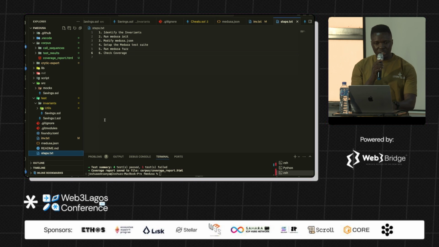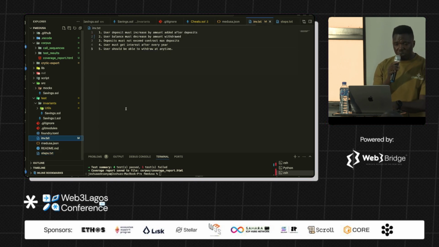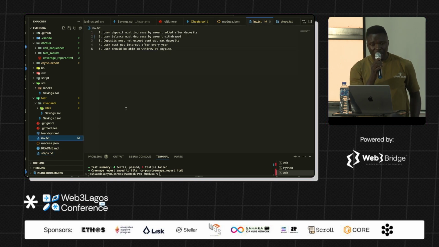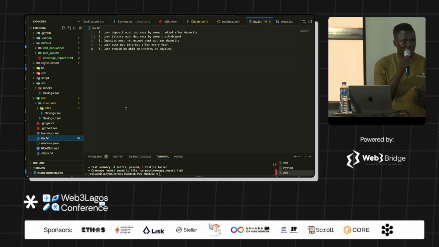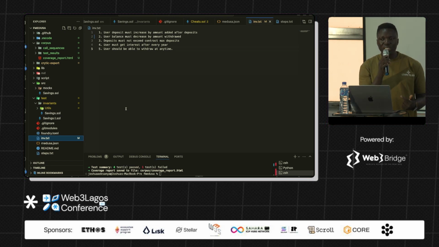And like I mentioned, we have two invariants here that are very, very important, which are system-level invariants. We have the one that says deposits must not exceed the contract's max deposits. You can't really test this with just a function, because a function means one person doing one action. You may need about 1,000 transactions or more before you can get to a point of testing this. So it's not really physically possible for you to test this by hand. That is where Medusa comes in.